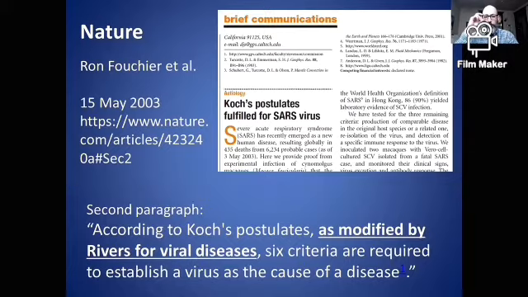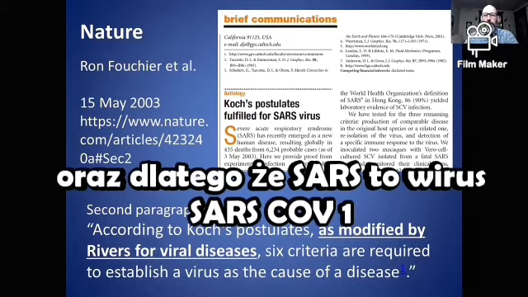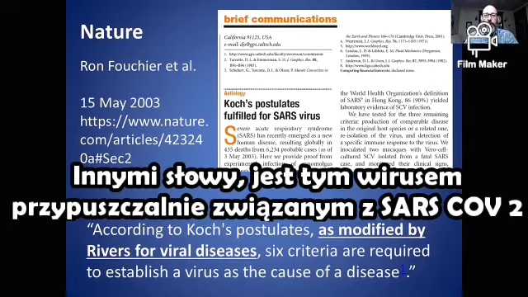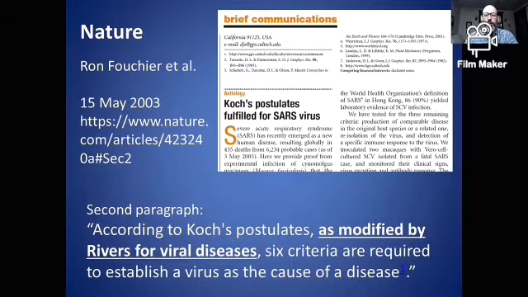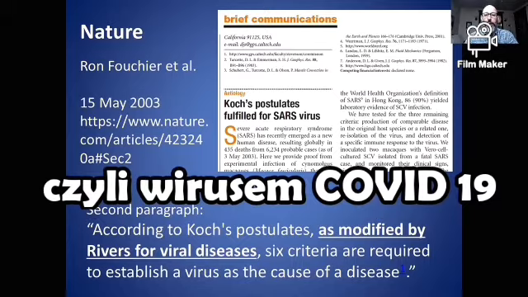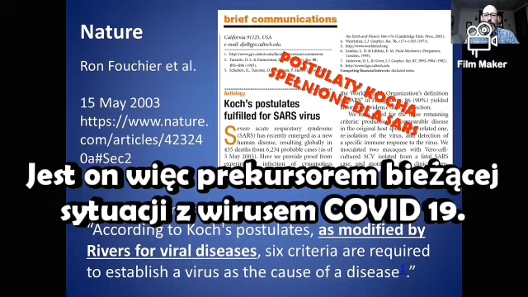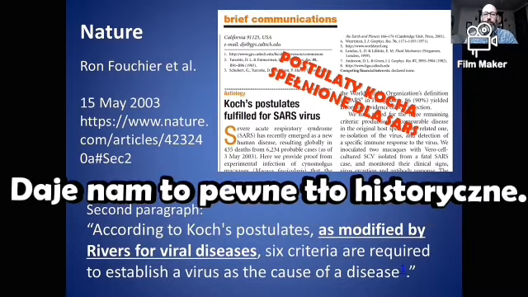And this is also important because the SARS virus is SARS-CoV-1. In other words, the other virus that supposedly is related to SARS-CoV-2, which is another name for COVID-19. So this is the precursor virus to the current COVID-19 situation. So it'll give you a little bit of a historical background.